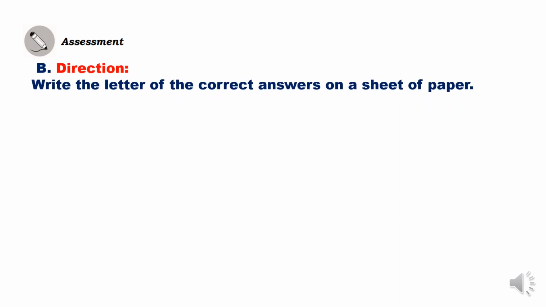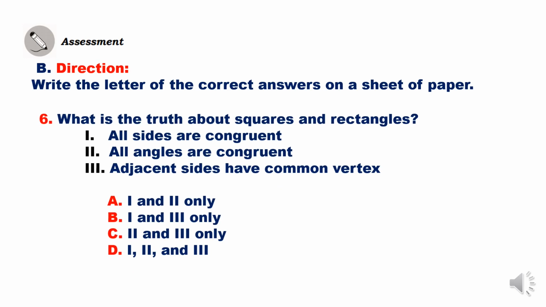Write the letter of the correct answers on a sheet of paper. Number 6. What is the truth about squares and rectangles? 1. All sides are congruent. 2. All angles are congruent. 3. Adjacent sides have a common vertex. A. 1 and 2 only. B. 1 and 3 only. C. 2 and 3 only. D. 1, 2, and 3.